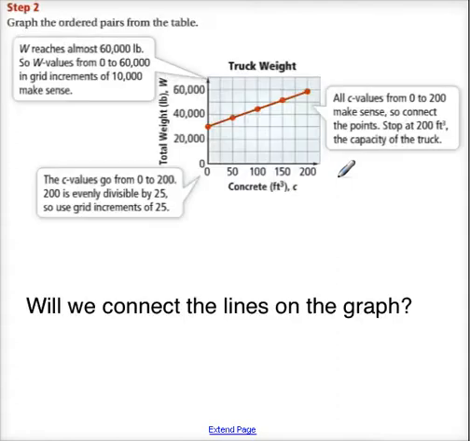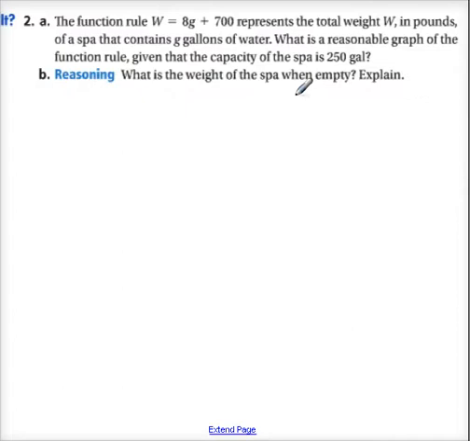Going back to my concrete mixer problem, I'm going to connect these points because I can measure the weight of that truck with any amount of concrete in it. So I'm going to fill the line in so that I could find solutions for all of these points. Now, let's look at a different problem.